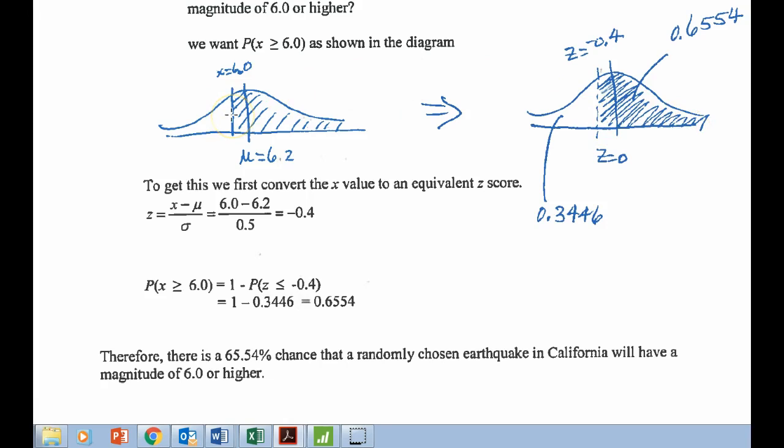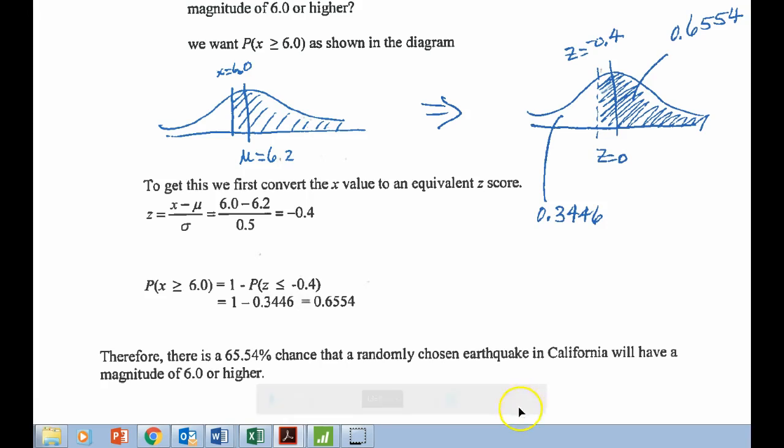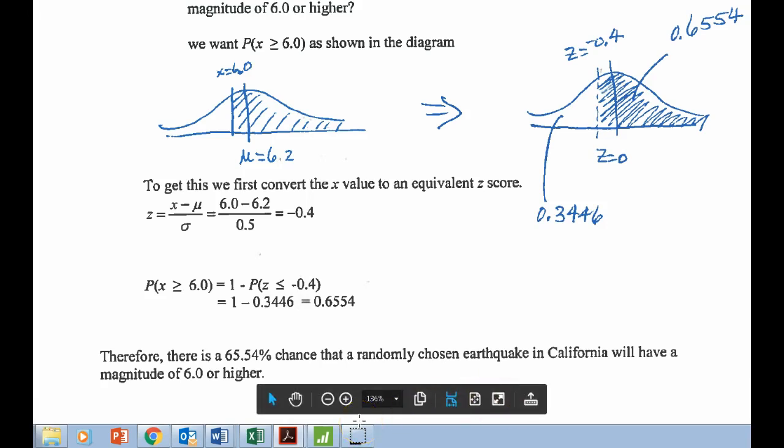It also represents the area to the right of an earthquake that has a magnitude of 6.0. Therefore, I can say there's a 65.54% chance that a randomly chosen earthquake in California will have a magnitude of 6.0 or higher.